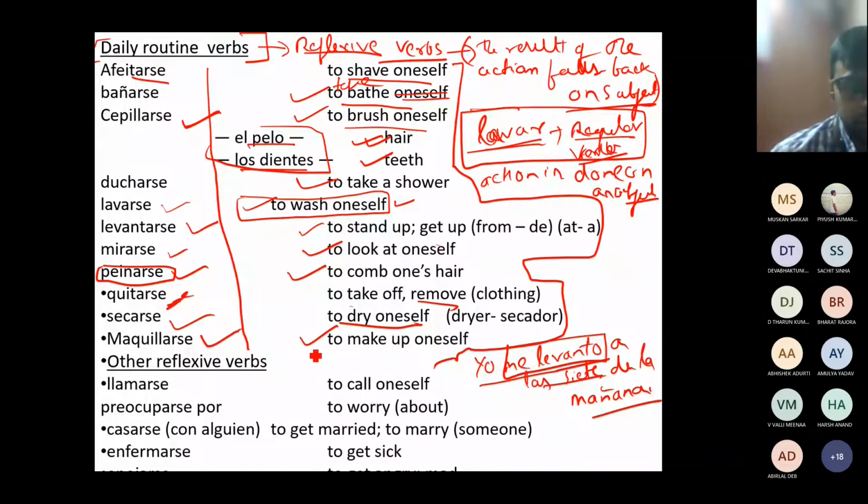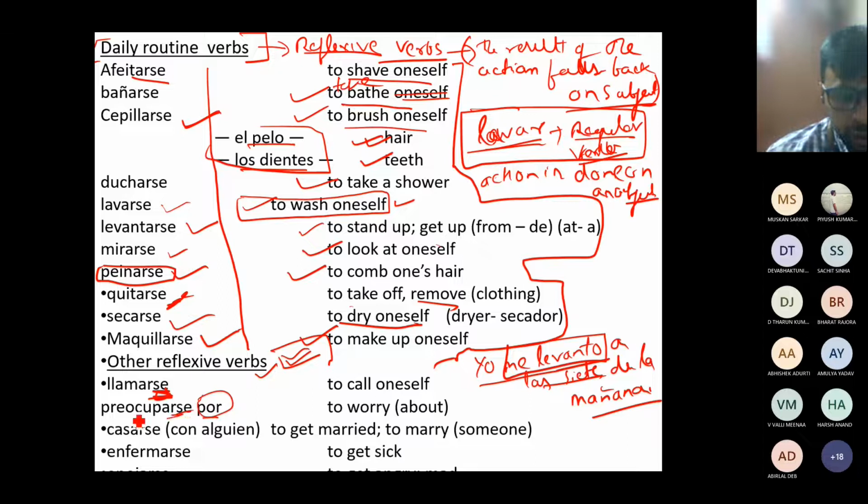But apart from that, there are some other reflexive verbs which cannot be a part of daily routine activities, but still they are reflexive. So llamarse, I have already discussed right now. The next one is preocuparse por. Now por is a preposition which has to be used with this verb.